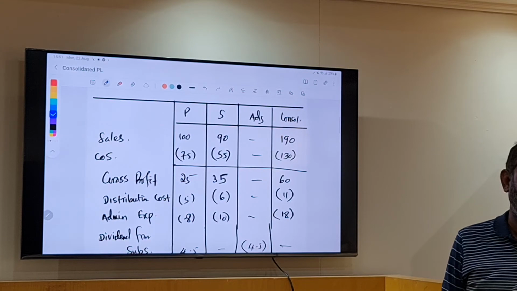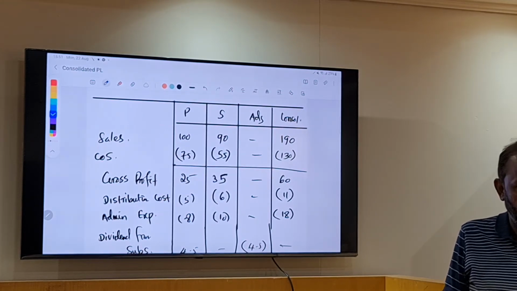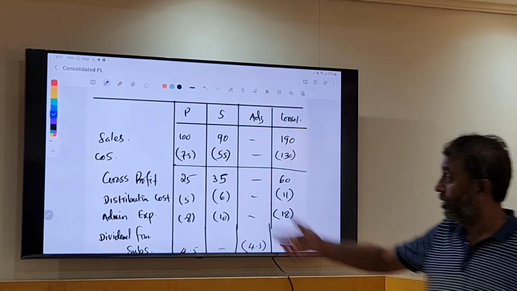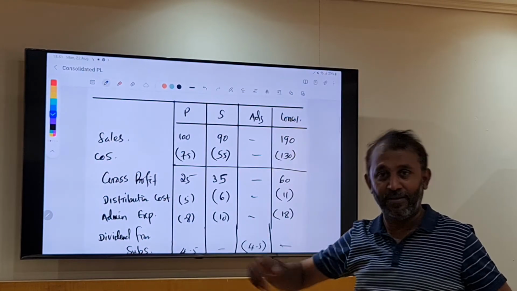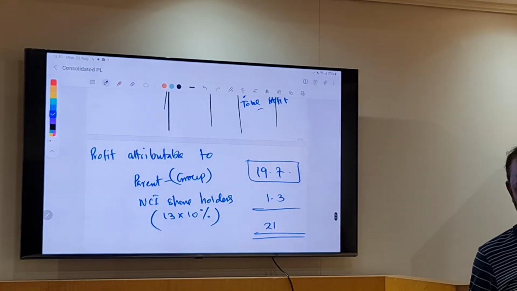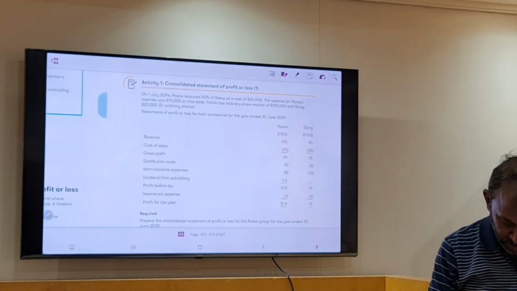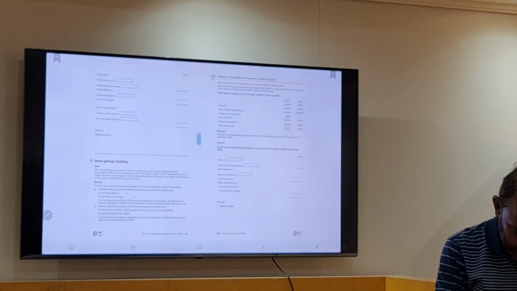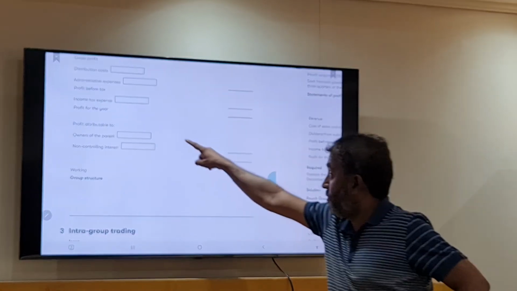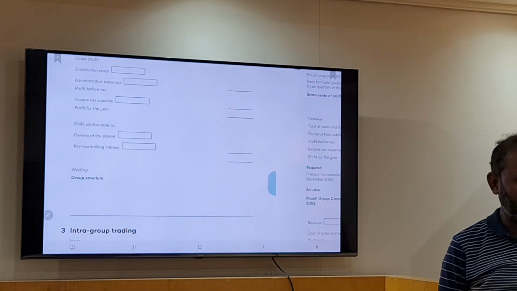You can do it without doing the working too. Just sales 100 plus 90, 190. Like that also you can do it. Here he only needs to fill in this amount. Exactly. So then the last part, this one. See the question, they are showing it like that at the bottom. See here. This is the last step. Understood.